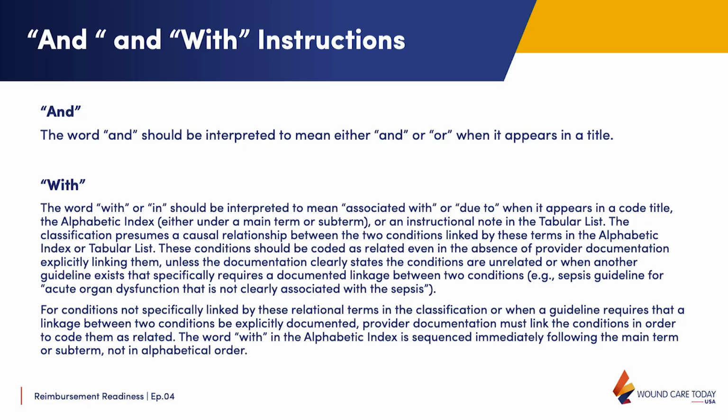So for conditions not specifically linked by and or with in the classification, or when a guideline requires that a linkage between the two conditions be explicitly documented, the provider documentation must link the conditions in order to code them as related. So that's very important that as a provider, that you document if one of the conditions is a result or related to the underlying cause. And the word with usually appears right under the main term in the alphabetic index, and then all the subterms will be listed underneath it.